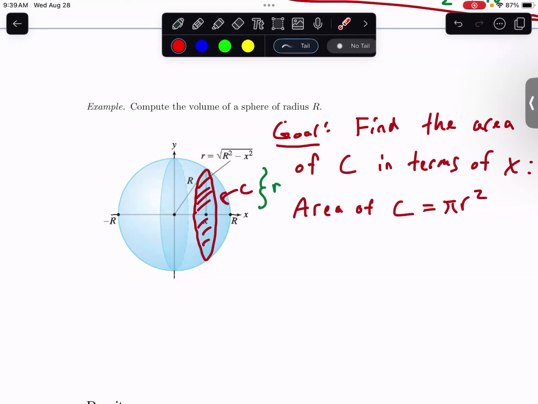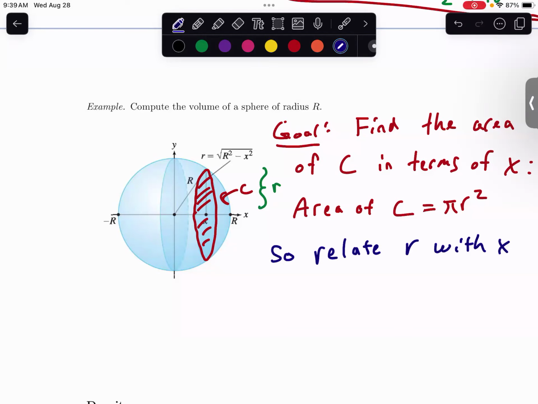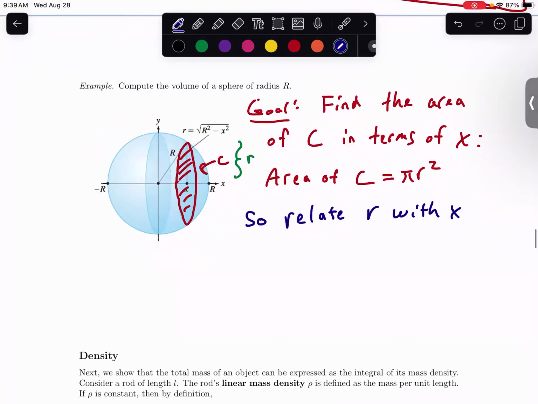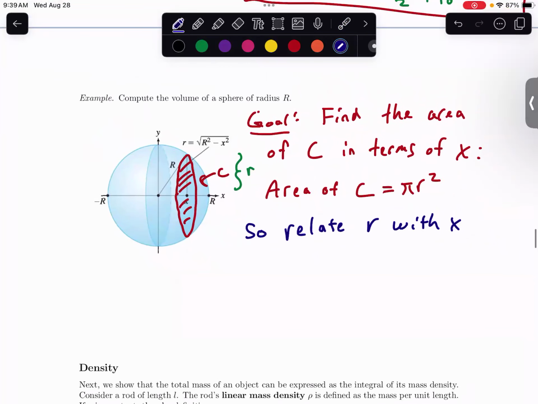And so really what we're doing is we want to relate r, lowercase r, with x. That's really the main thrust of this. Once we can relate r with x, we'll be able to translate this area equation in terms of x, and then we'll be able to integrate, and then we'll be done. Okay, and so how do we relate this lowercase r with this lowercase x?